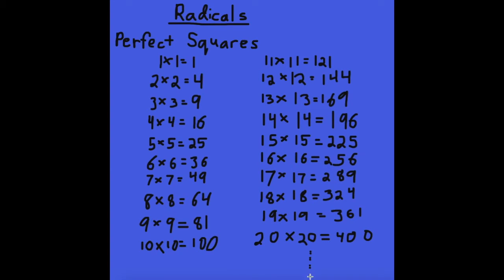We can do 21 times 21, 22 times 22, etc. But for this video, we'll only go up to 20 times 20. The square of a number means the result of a number that is times itself. For example, 4 is the square of 2, since 2 multiplied by 2, which is itself, is 4.